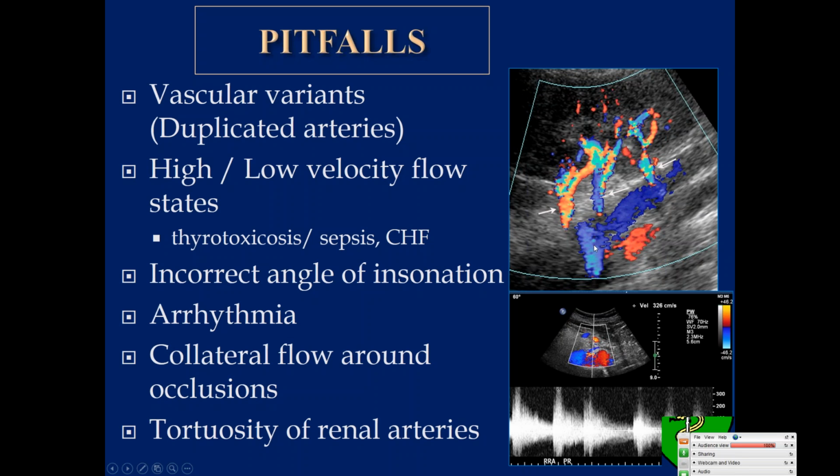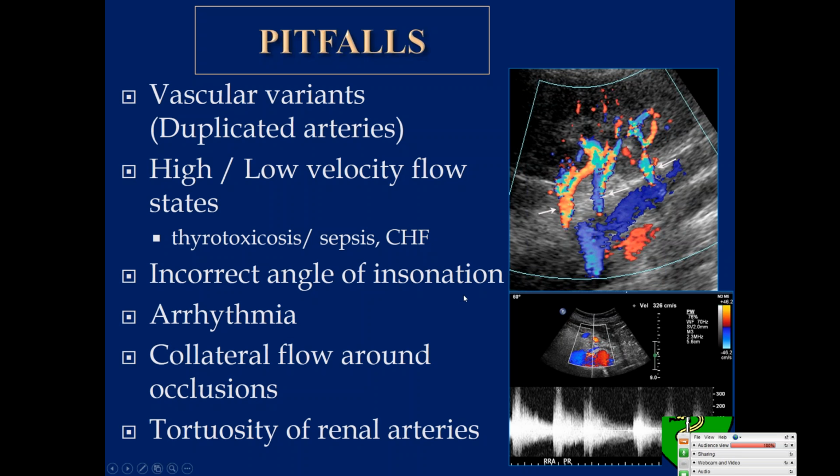Also, the presence of high or low output states, such as thyrotoxicosis, where there is a high output state. In this scenario, usually the ratio works really well. And also in patients with sepsis and CHF, peak systolic velocities may be systemically very low, and therefore even if there is a stenosis in the main renal artery, it may not reach the criteria for stenosis.